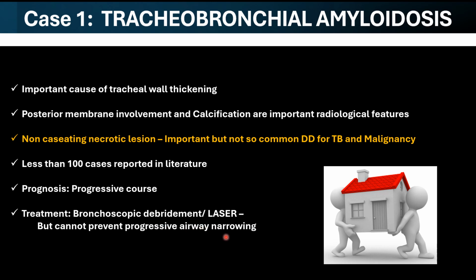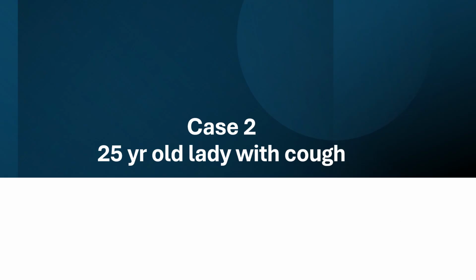In fact, in our patient, we saw a fibrobronchial collapse in the right upper lobe, which could be because of airway narrowing and stenosis which has occurred secondary to the wall thickening we saw in the tracheobronchial amyloidosis. So that is case one for us.